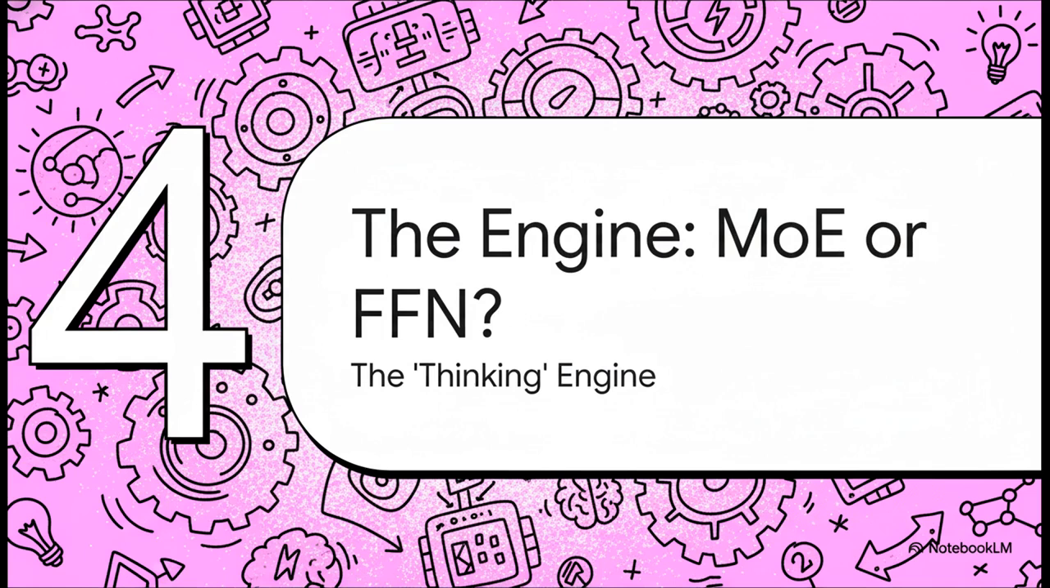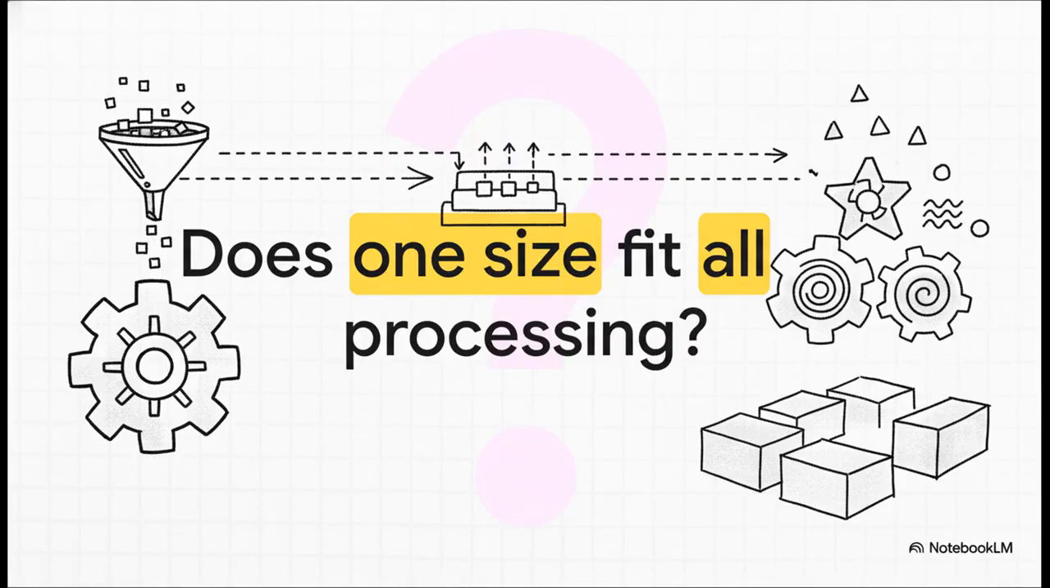This is where the real number crunching happens. And just like with the positional data, the AI architect has another big choice to make here. The question is, does one size fit all? Should every single piece of information get processed by one big, powerful, general-purpose engine? Or is it maybe better to have a whole team of specialists and just send the data to the right one for that specific job?